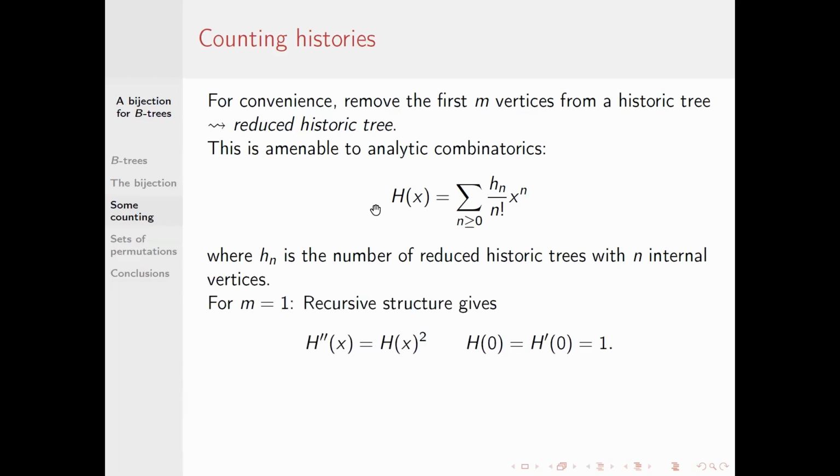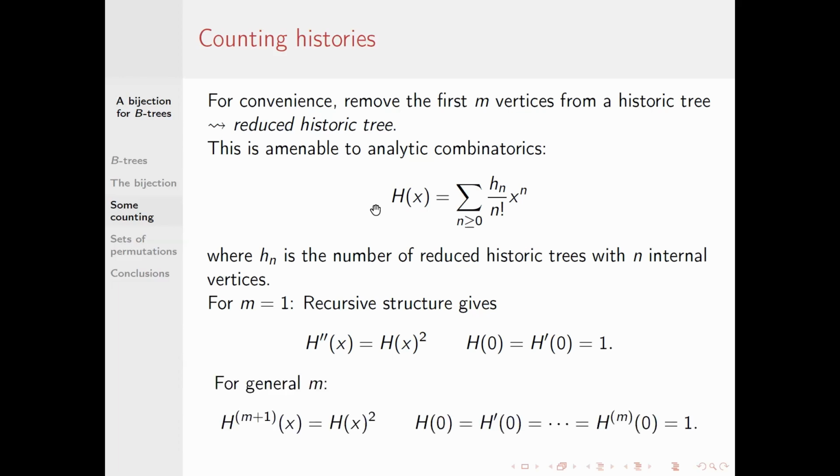And then get, for example, this recursion. The idea is that after the reduction, if I remove the top m vertices, I just have 2 labeled copies of a reduced historic tree. So this is where this equation comes from. And then this is just, well, counting how many possibilities you had for what you cut away. The general case looks like this.